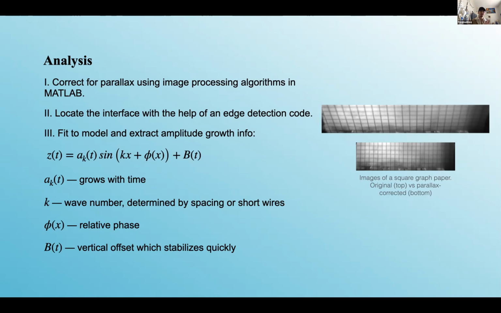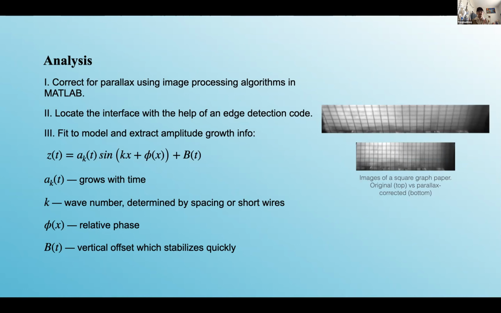So the way we do this is we use an image processing algorithm in MATLAB. As you can see on the right here, on the top part is the distorted image of the cell. The way this algorithm calculates this distortion is it identifies a geometrical transformation between the distorted image and the original image that you supply to the algorithm. On the bottom part you can tell that the corrected image does look like a square graph paper, the one that we supplied in the first place.